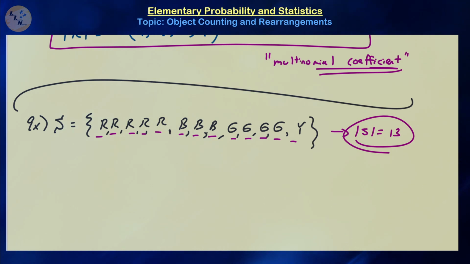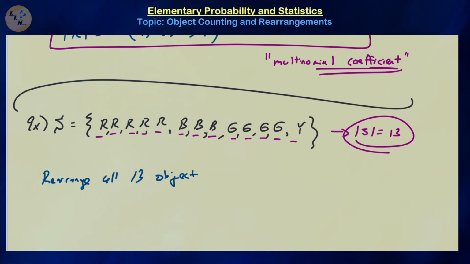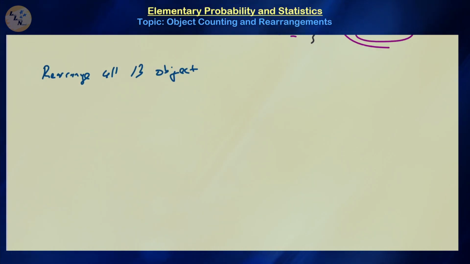So if we want to rearrange all of these objects, so let's assume that's the problem that we want. So rearrange all 13 objects. If we were to treat all of them as different, then there's going to be 13 factorial different rearrangements of them. But when we rearrange these R's and these B's and these G's, we cannot see the difference between any of them. So we don't want to count all of those 13 factorial ones out.